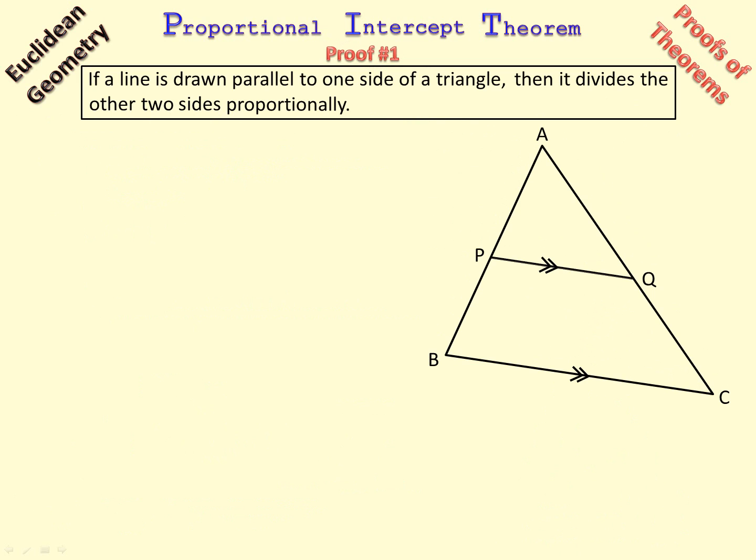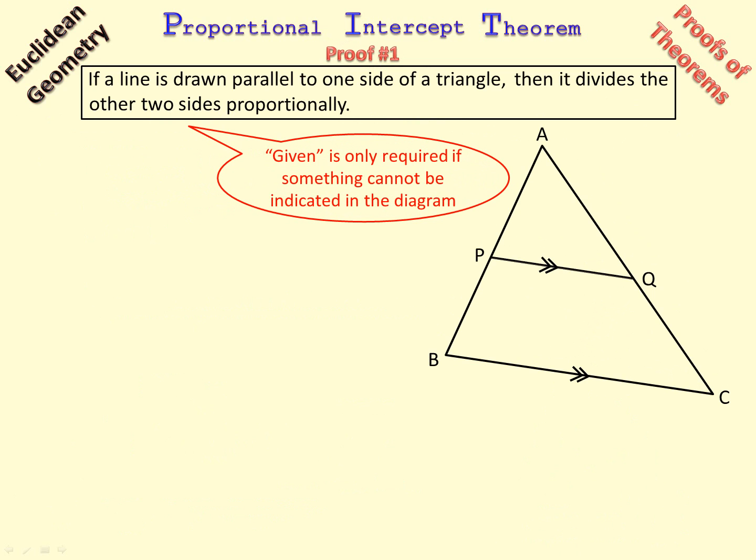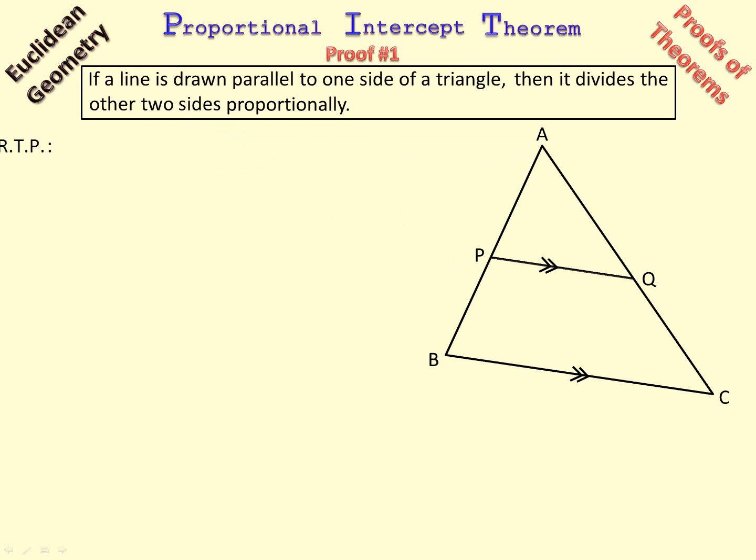There's our diagram. Now, when you're doing a proof, any proof in Euclidean geometry, if you can show in the diagram something given, you don't have to put given in the proof. You don't have to write given and whatever the fact is. But if it cannot be shown in the diagram, then you need to write it. For example, if you have a circle where O is the center, you cannot show that very easily in a diagram, so we write given O center. So we go straight into required to prove, RTP.